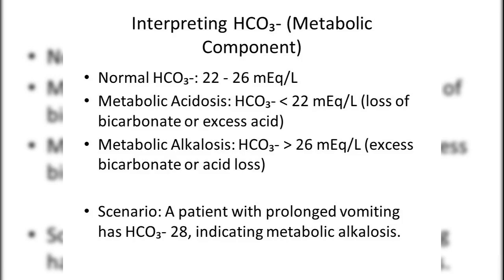HCO3 levels reflect metabolic function. Normal HCO3 ranges from 22 to 26 mEq. Lower levels indicate metabolic acidosis, while higher levels suggest metabolic alkalosis. A patient with prolonged vomiting and an HCO3 of 28 is experiencing metabolic alkalosis.